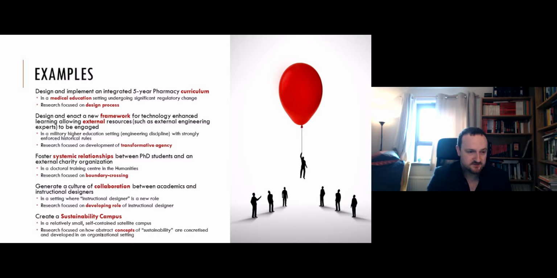Another student of mine was looking at how academics and instructional designers in a particular setting, a Middle Eastern country where the very profession of instructional designer is very new, might be developed. How can we develop an activity system that over time and persistently fosters collaboration between these two kinds of stakeholders? And another student of mine is looking at how to create an entire sustainable campus, to embed education for sustainable development across an entire campus in terms of campus activities, in terms of every single course that's offered on that campus. How can ESD's principles be embedded in it, and so on.